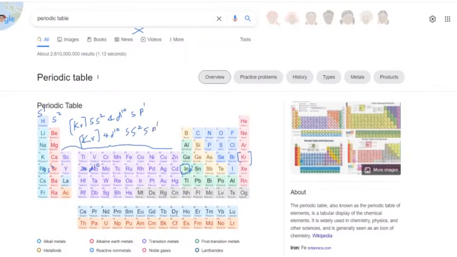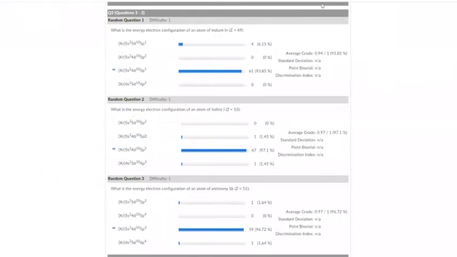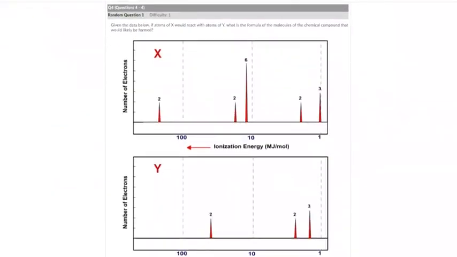Now I'm going to go back to my question over here. So the correct answer for the indium electron configuration is krypton 5s2, 4d10, and 5p1. That's why this is the correct answer. Right, I'm going to clear that out, and then I'm going to move down to the next question, question 4.